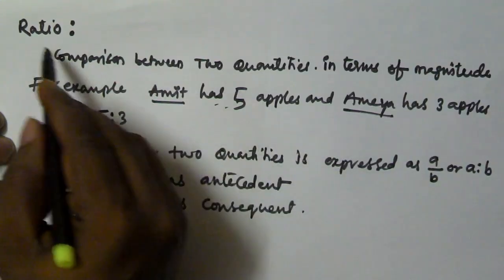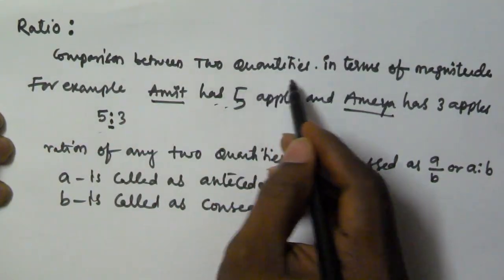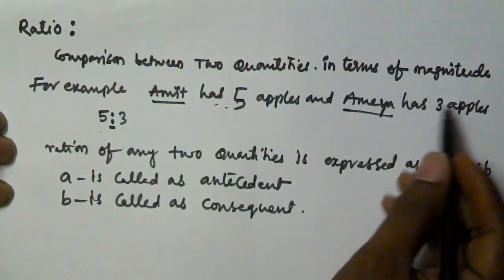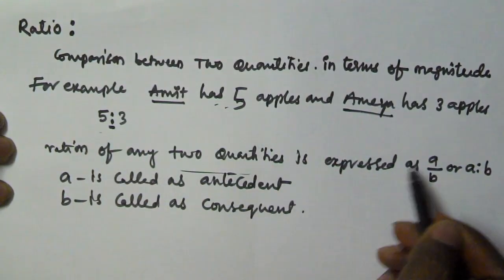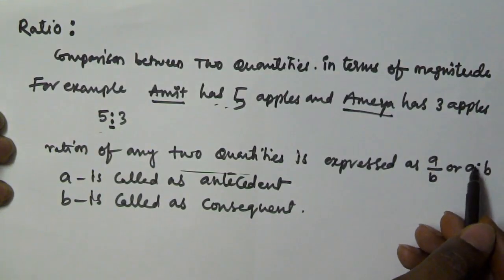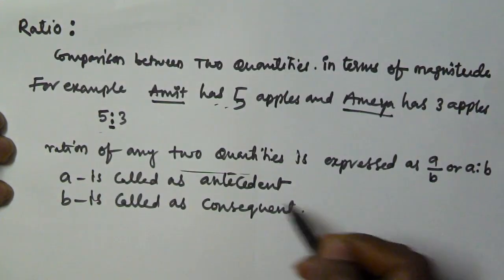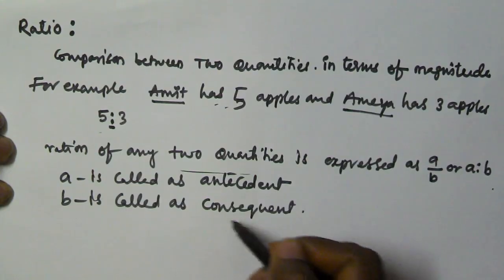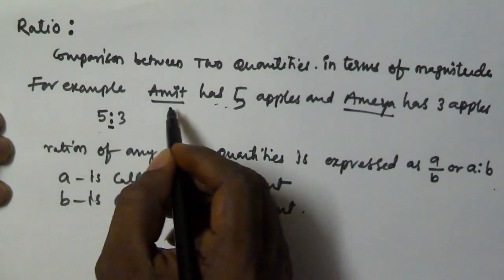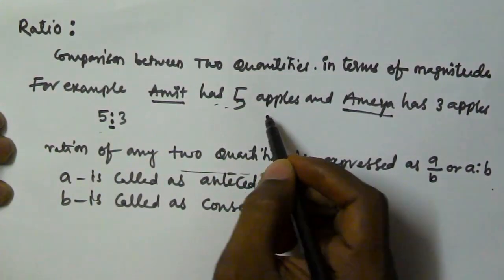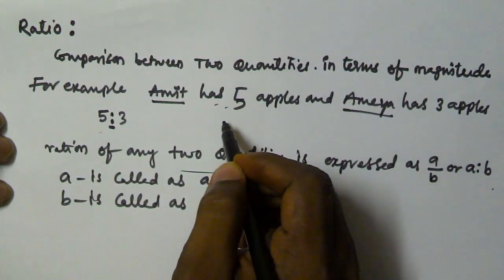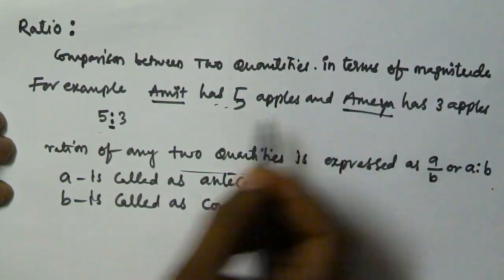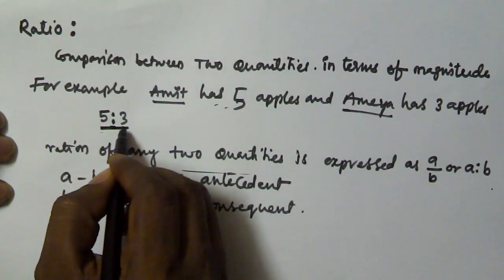So the ratio is all about comparison between two quantities in terms of their magnitude. The ratio of any two quantities is expressed as A by B or A colon B, where A is called the antecedent and B is called the consequent. For example, if Amit has 5 apples and Ameya has 3 apples, then the ratio of the apples between Amit and Ameya can be written as 5:3.